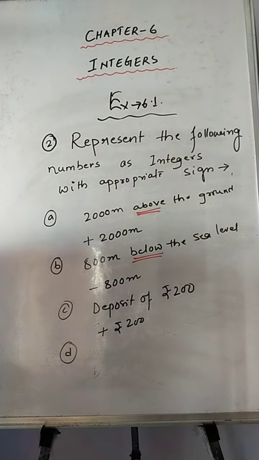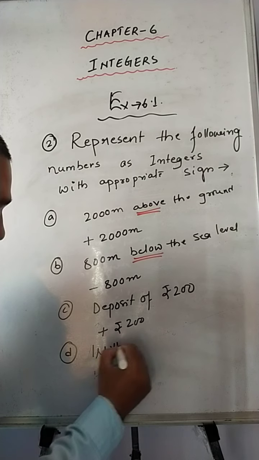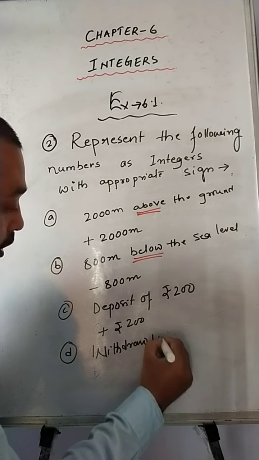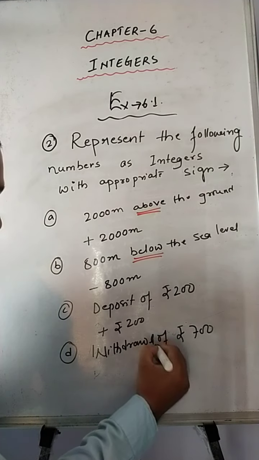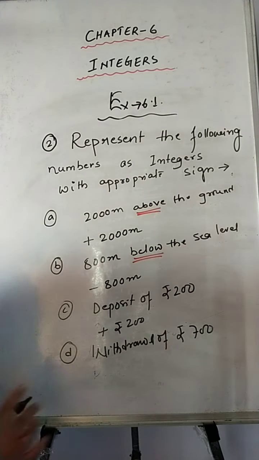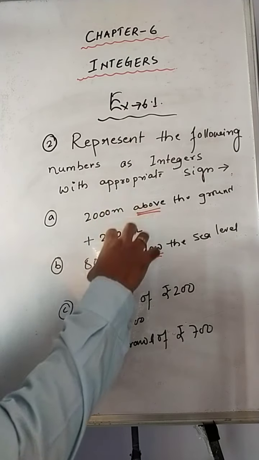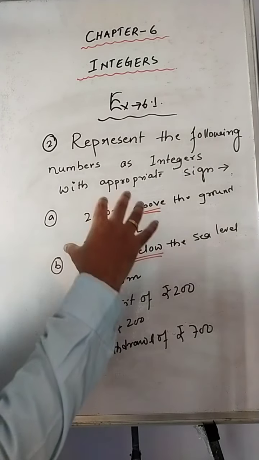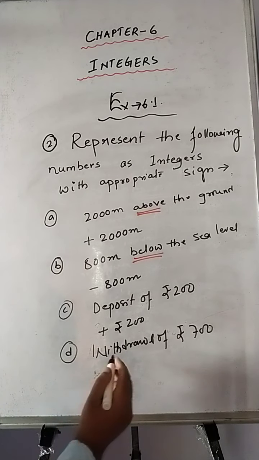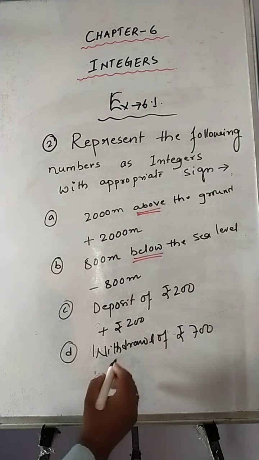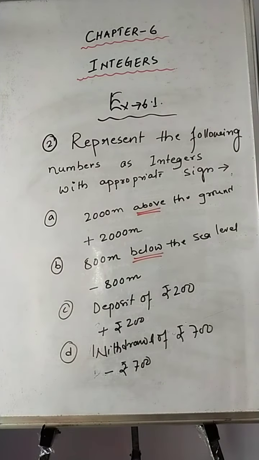So we have withdrawal of rupees 700. Withdrawal means something you're taking out from your account. Fine. So that means some amount will be subtracted, isn't it? Some amount will be less. So this is something negative that we are doing. Okay. So you will represent this rupees 700 with negative sign. Understood? So this is the solution of sum number 2.